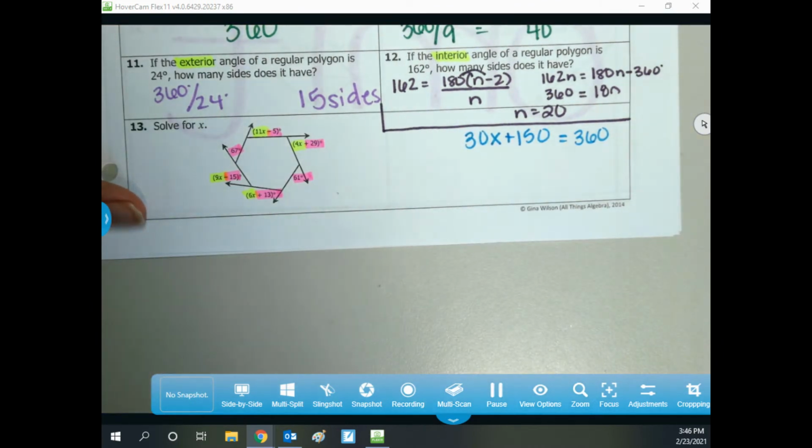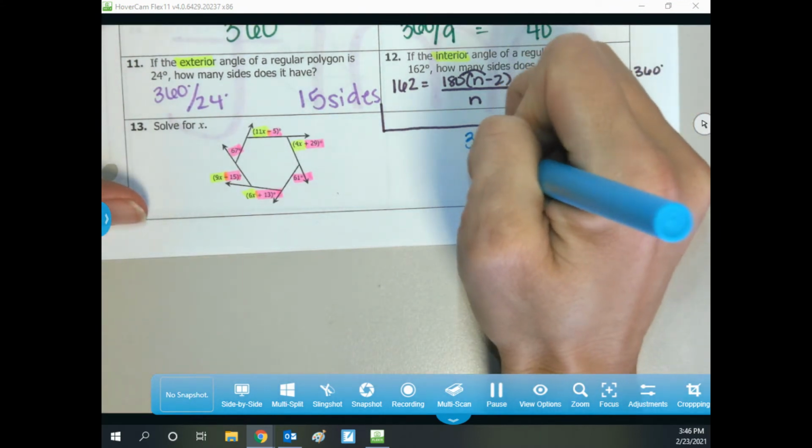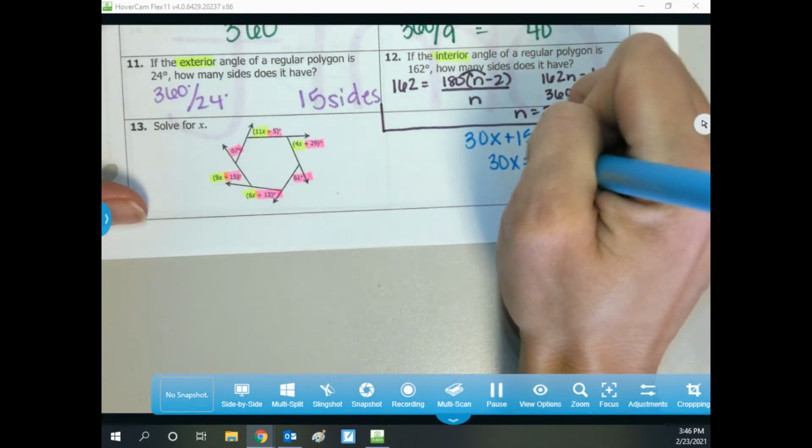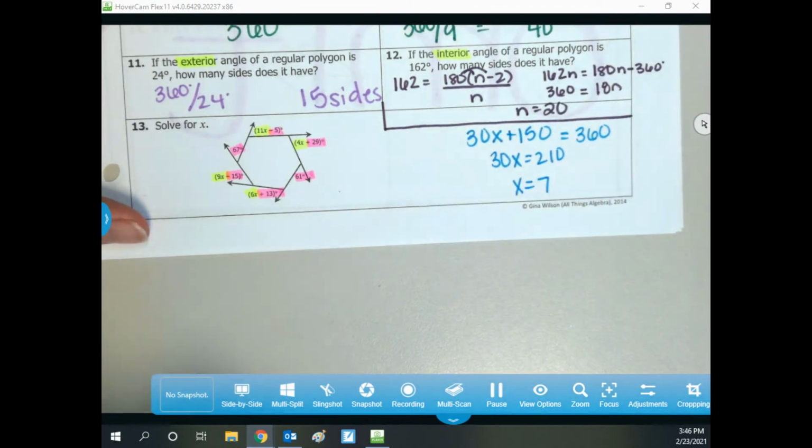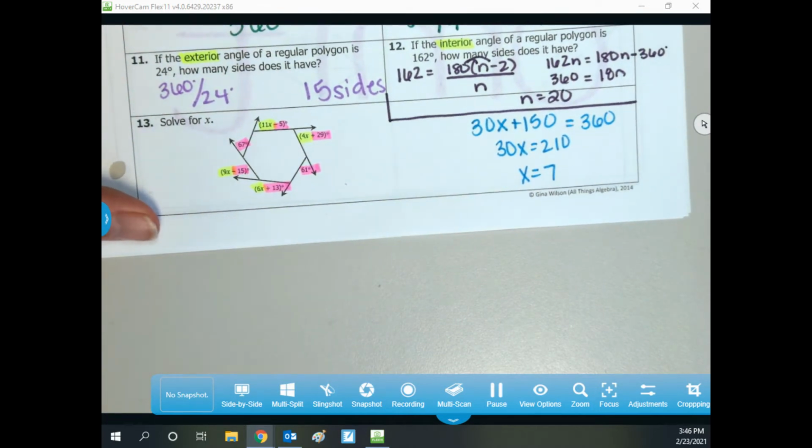We should have done 360 minus 150, and that gives us 210. So we have 30x equals 210. Divide by 30, and x is equal to 7. All right, that takes us to the end of page 28. Let's continue.